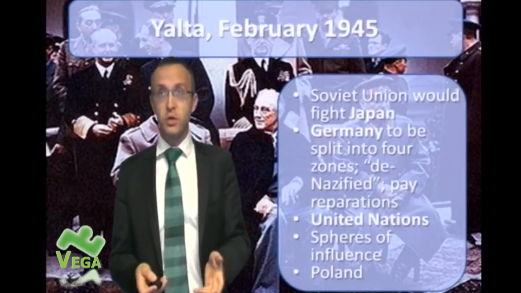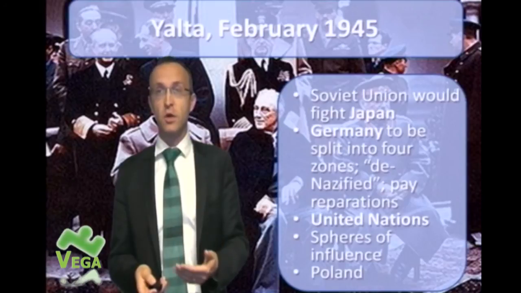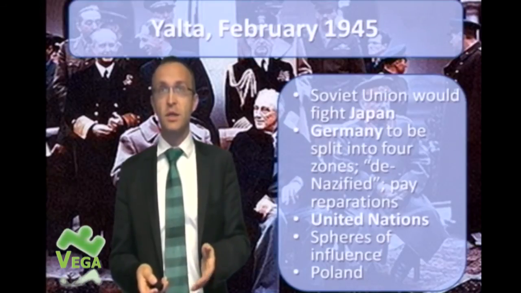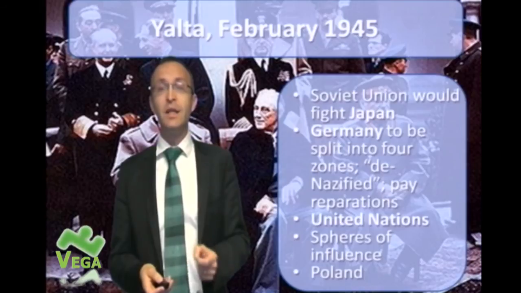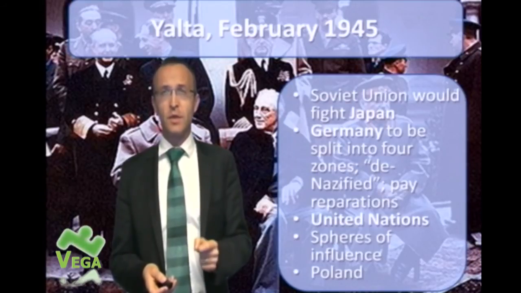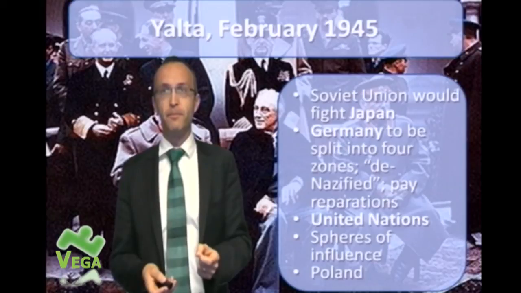The three powers also agreed that Germany, after the war, would be split into four zones, controlled by the three members of the Grand Alliance, and also a zone to be controlled by France. They further agreed that Germany should be denazified, that all members of the Nazi Party should be driven from positions of influence within Germany, and Nazi war criminals should face criminal prosecution.